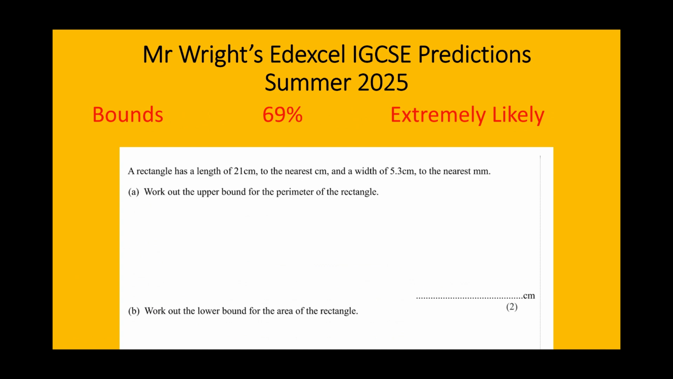Right, the next topic that I'm predicting is bounds. Now, bounds I think is extremely likely to come up. It comes up on average more than once on every pair of papers. Right, here's an example of a relatively straightforward question on bounds. You need to work out the upper bound for the perimeter and the area of a rectangle.